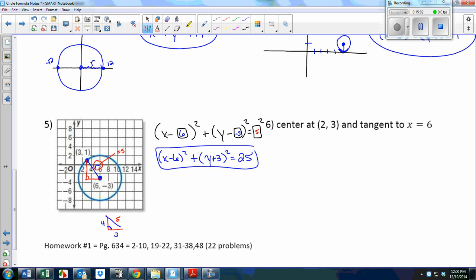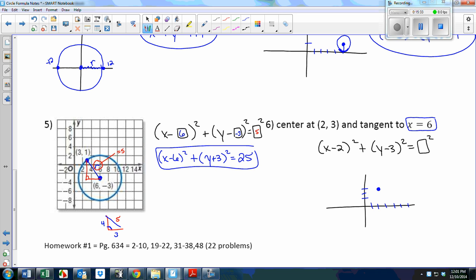All right, last one. Center is 2, 3. So x minus 2 squared plus y minus 3 squared equals blank squared. Really, the only thing this problem is asking you to find is r. All right, so tangent to x equals 6. If you can visualize this, you can answer this question. You know what the r is. If you can't visualize it, a picture will help. So here's a picture with the center 2, 3. And 3, 4, 5, 6.